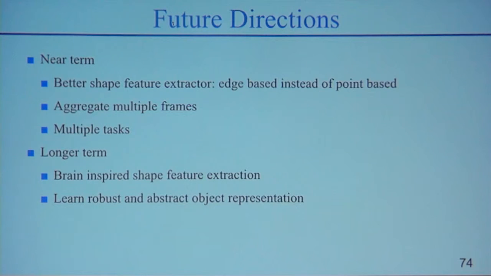So longer term, we need to really robustly extract shape features. And I think the brain does shape feature extraction much more robustly, and it's doing it in a very different way. Also, the current representations we learn from these deep nets are easily fooled and not robust, and it's not learning very abstract representations, so it doesn't generalize very well to new environments. And so we need more fundamental breakthroughs to solve the problem. Yeah. Thanks.